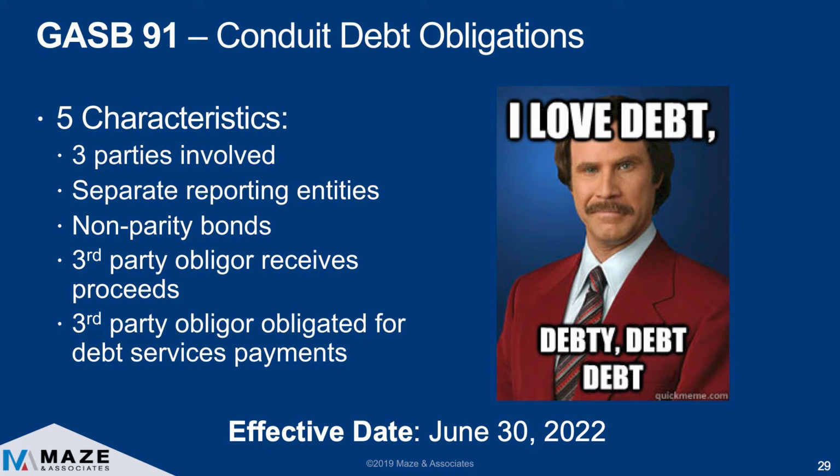Okay, and then this one is GASB 91, which is conduit debt obligations. This is basically to provide guidance on reporting conduit debt obligations and eliminate diversity, because there's always a lot of confusion, I think, with these types of debts. But under this GASB, there are 5 characteristics that must be met in order for a debt to be considered conduit.